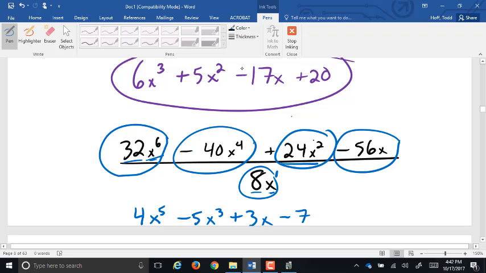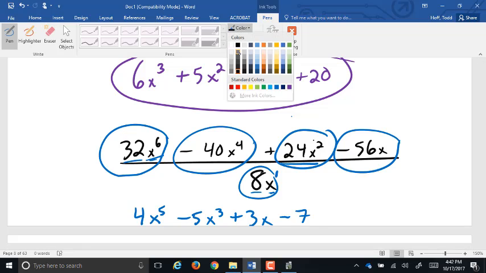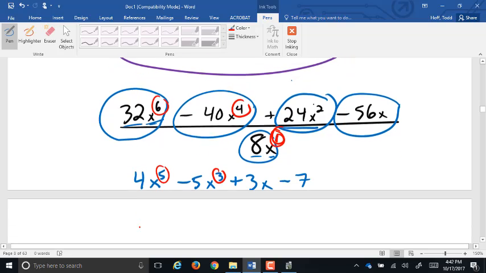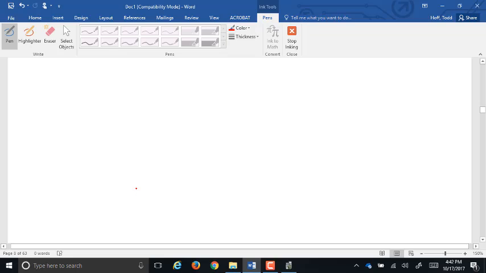When you're dividing, you subtract the powers. Exactly. So this is thought of as x to the 1. So 4 minus 1 gives you 3. 6 minus 1 gives you 5, and so on. Okay. Now we want to do some word problems.